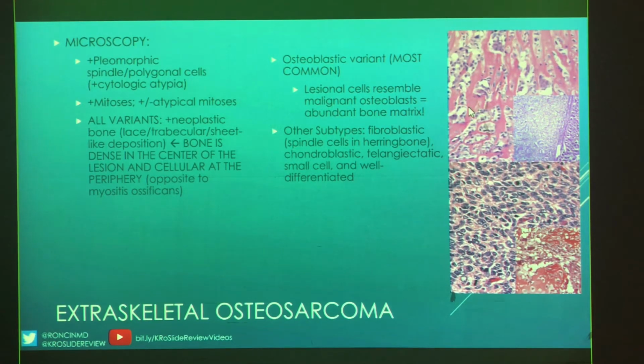The osteoblastic variant, and this is why I had the osteosarcoma there for you to appreciate some of the elements, is the most common. So the lesional cells resemble malignant osteoblasts with abundant bone matrix. Plenty of other subtypes. So I actually wonder if the example that we had is really a fibroblastic variant because of that spindle cell area, but very difficult. And just based off of that one slide, as I said, I would leave it at high-grade spindle cell lesion. And you would have to do stains.